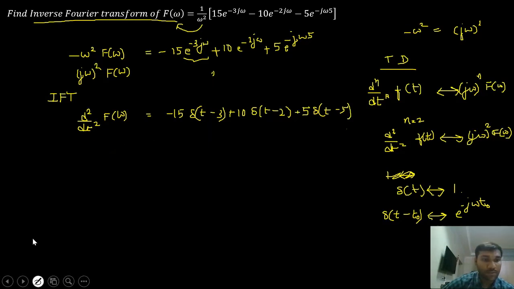I made a small mistake here. Please correct. The inverse Fourier transform is d square by dt square into f of t, not f of omega. This is f of t.